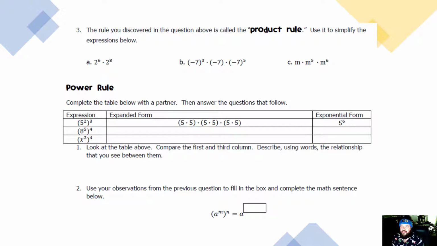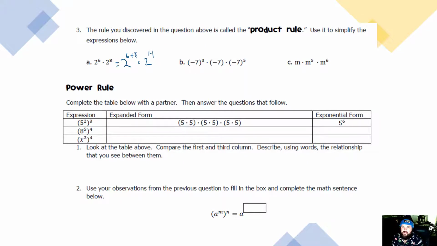The rule you discovered in the question above is called the product rule. Use it to simplify the expressions below. As we know, when we multiply these together, we need to add the exponents. So 2 to the 6th times 2 to the 8th gives us 2, and we're going to add 6 plus 8. That's going to give us 2 to the 14th.